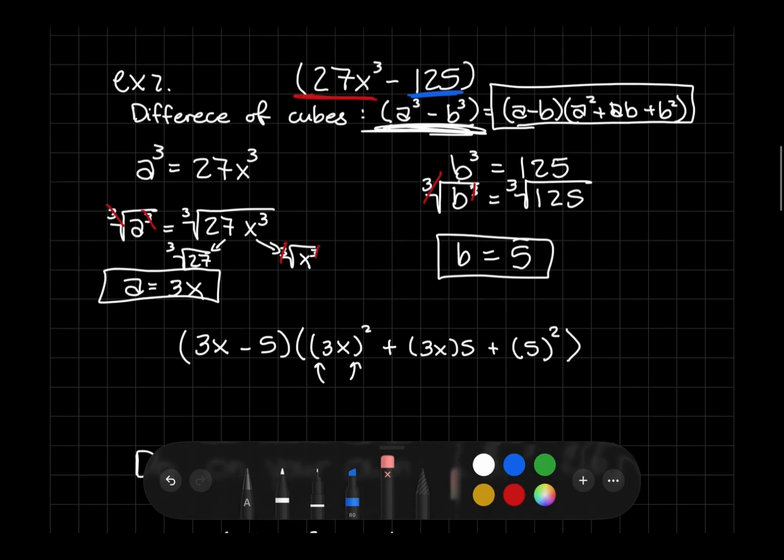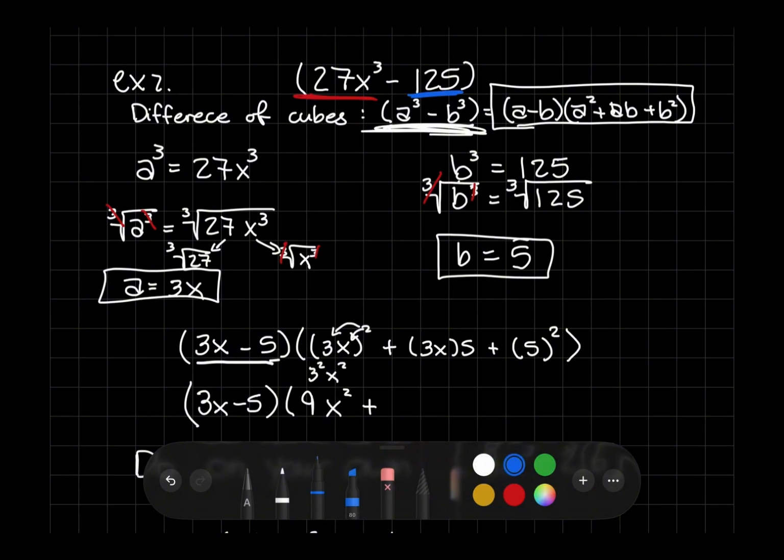Now we are going to go ahead and simplify this very quickly. We don't need to simplify this part of our equation. That is fine as is, so I'm going to bring it down. 3x minus 5. But I can take this square and I can distribute it inside. So I'm looking at 3 squared times x squared. So I'm left with 9x squared plus my 3x times 5.